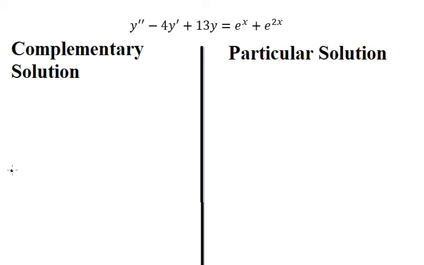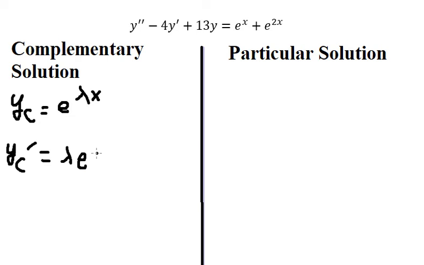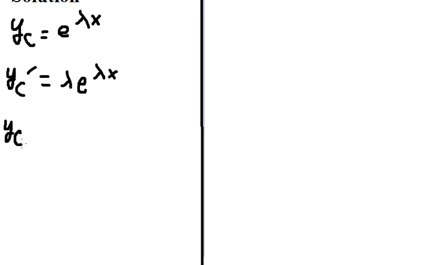So for the first one, we need to put yc equals e to the power of lambda s. Later we take the first derivative of yc, and we have lambda e to the power of lambda s. If we take the first derivative of this one, we keep the same e to the power of lambda s. Later we take the first derivative of lambda s, you get lambda. Now we take the second derivative of yc, and we have lambda squared e to the power of lambda s.